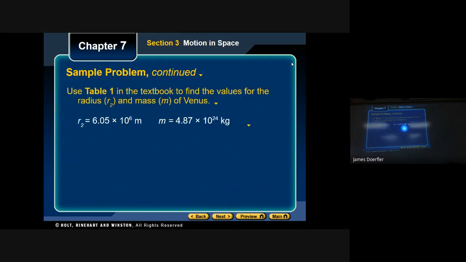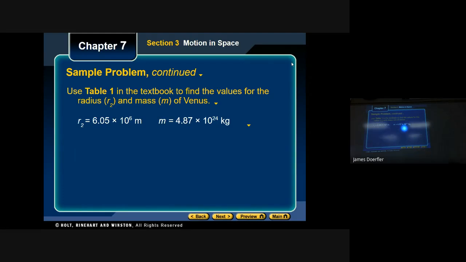So the table that was in your notes is the table it's referring to, okay? Because we need to know the value of the masses, the mass of Venus, as well as the radius of Venus. The radius of Venus in that table is 6.05 times 10 to the 6th meters, and the mass is given here as 4.87 times 10 to the 24th kilograms.